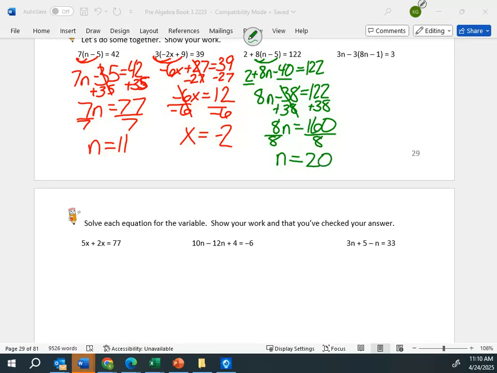Multi-step. Whew. First thing we want to do is look to see, are there any parentheses? Parentheses is first. See if we can distribute. Second step is that simplifying, adding, combining like terms. Once we have that all taken care of, then we do opposite operations to solve for our variable. So let's look at this last one. 3n minus 3 parentheses 8n minus 1 equals 3. What is my first step?